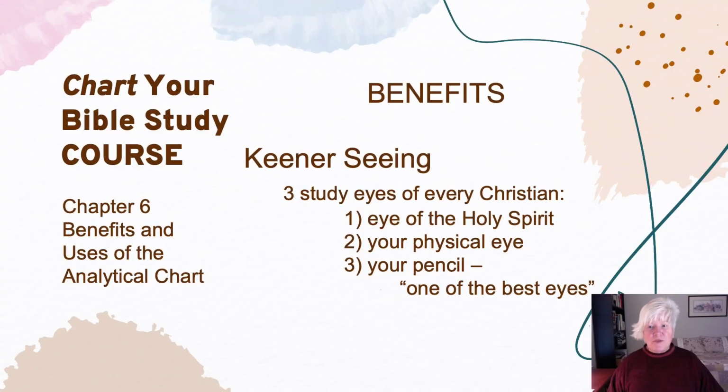This final chapter begins with the benefits of the analytical chart. First was keener seeing with the use of the 3 study eyes that every Christian has. Number 1, the eye of the Holy Spirit, your physical eye, and your pencil, the pencil being one of the best eyes.